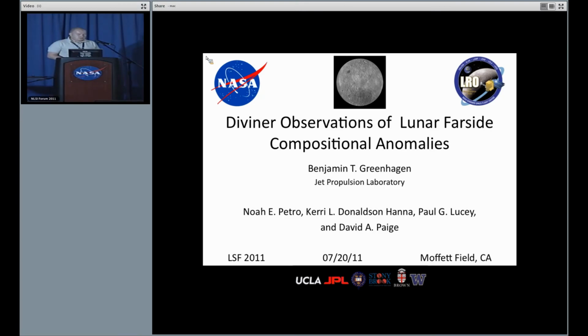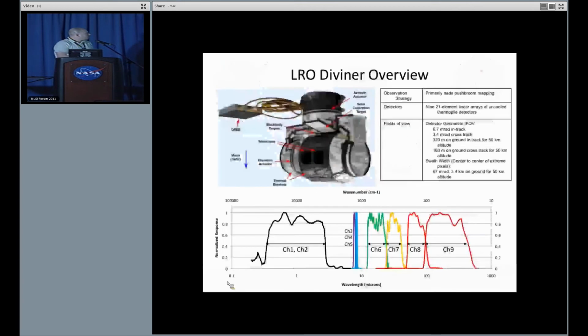Thank you. In the spirit of those fantastic lightning talks that we just heard, I'll hopefully give a lightning-fast tour of the lunar far side as viewed from Diviner observations.